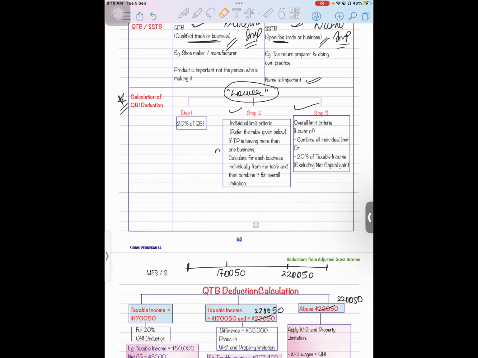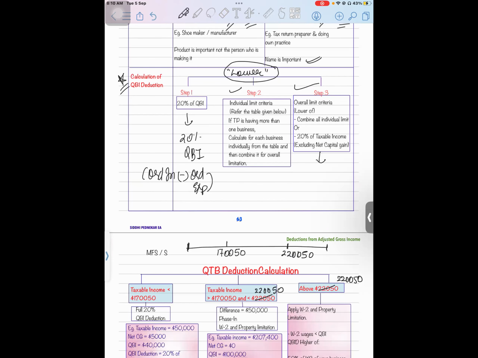See, these are the 3 steps. I'll first explain the first and third step. It is very easy. First step is what? 20% of QBI. And what is QBI? Ordinary business income minus ordinary business expense. Got it? Now, third step is what? Steps 1 and 2 fall in the inner box. Overall limit is your step 3. So out of these 3, whichever is lower will be my qualified business income deduction. Just remember like this.